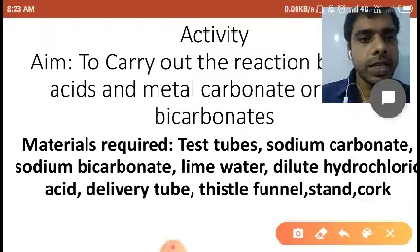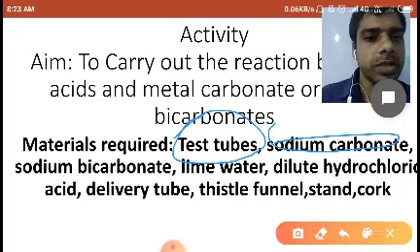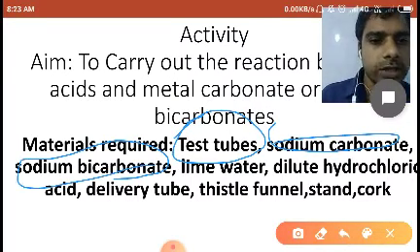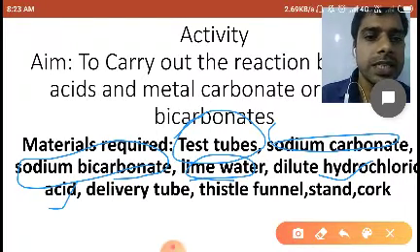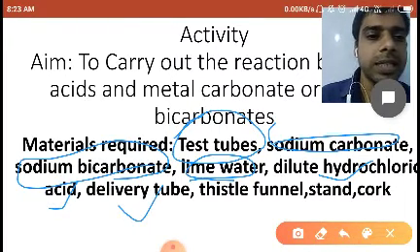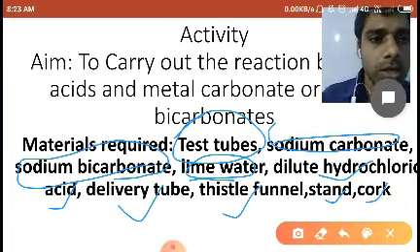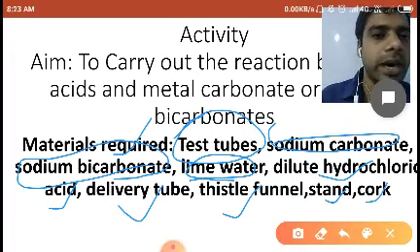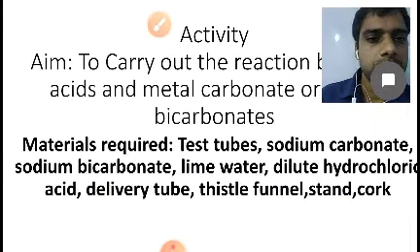So first is a test tube, then sodium carbonate, Na2CO3, then sodium bicarbonate, and I will give the formula of this one also. Then lime water, dilute hydrochloric acid, which means hydrochloric acid is added with water. Then a delivery tube, thistle funnel, stand, and cork. I will show you a diagram, and from that you will understand that all these materials are required for completing this activity.